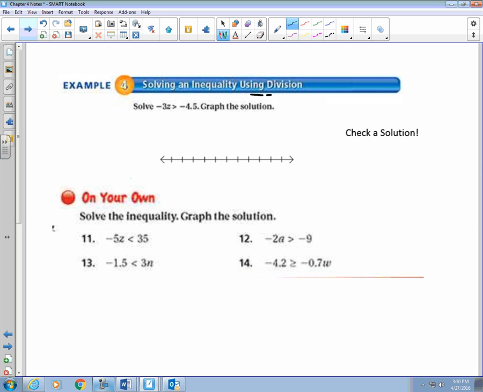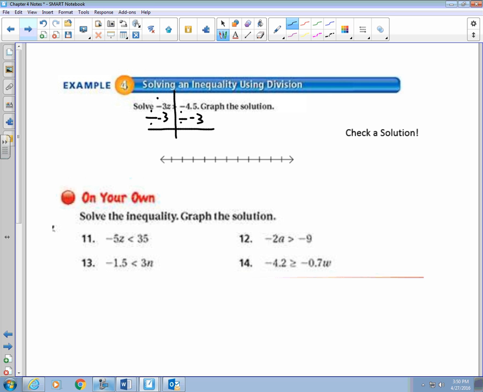All right, this says solving an inequality using division. We've already done some of that in previous examples, so we're just going to go through this problem, and you can follow along, and this should be fairly simple for you. So I get negative 3z is greater than negative 4.5. I look at negative 3 times z, so that means to get rid of that multiplication, I need to divide by negative 3 on both sides.